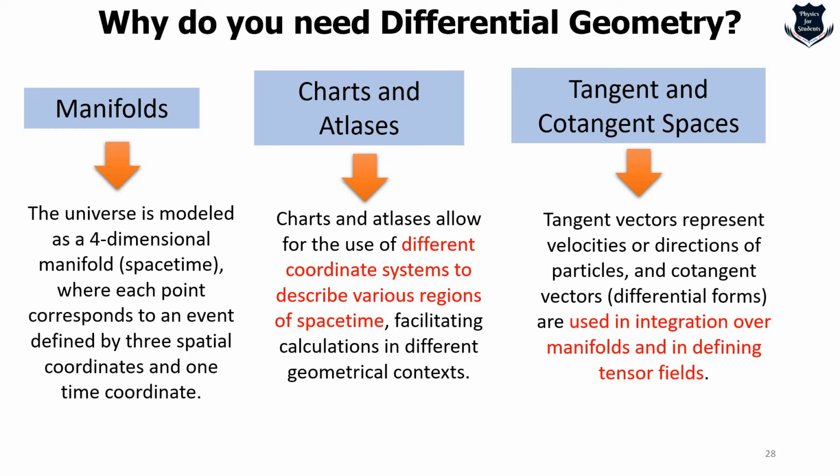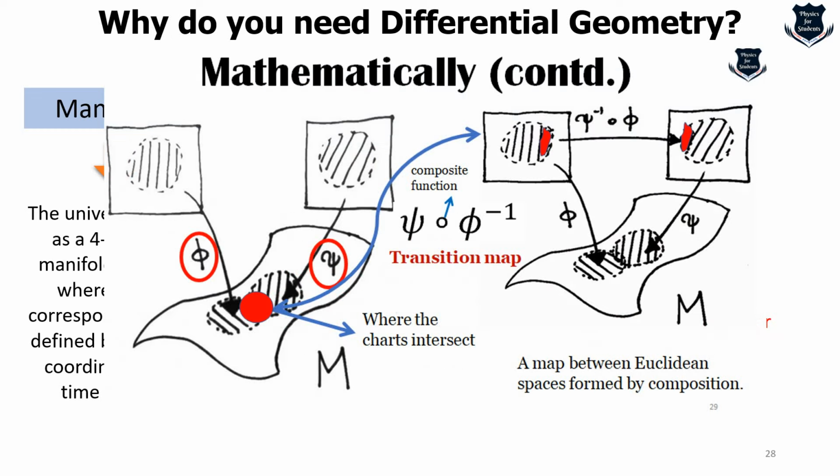And if you really wonder how a chart looks like, this is a glimpse from an earlier video. This is what a chart looks like. From here you move into this, and then you take a composite function, and then you do an inverse, and when the charts interact you take a transition map. I don't want to really go into that. You can look into my differential geometry playlist, you will understand that.